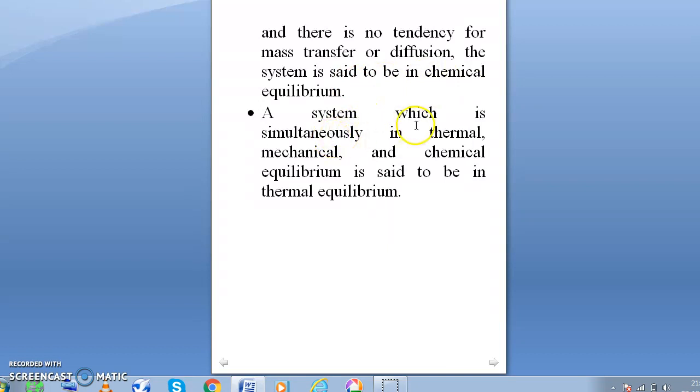A system which is simultaneously in thermal, mechanical and chemical equilibrium is said to be in thermodynamic equilibrium. Sorry, there is a certain mistake. There must be thermodynamic equilibrium.